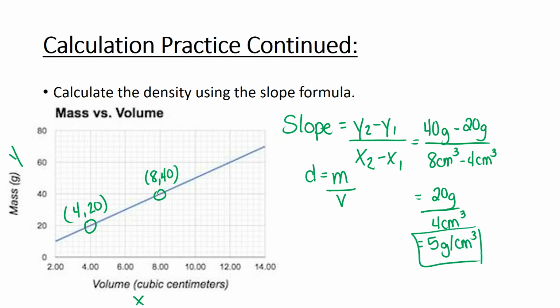So this is another way to find density using a mass versus volume graph. But in order for it to work, mass must be on the y and volume must be on the x. So then your homework assignment: use these notes to help fill in any places that you may get stuck.